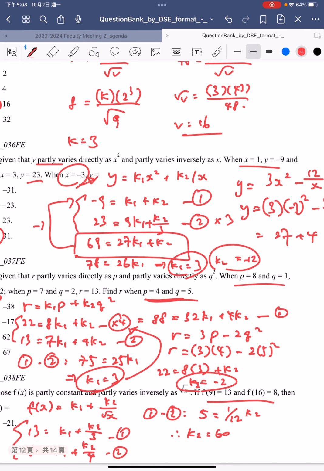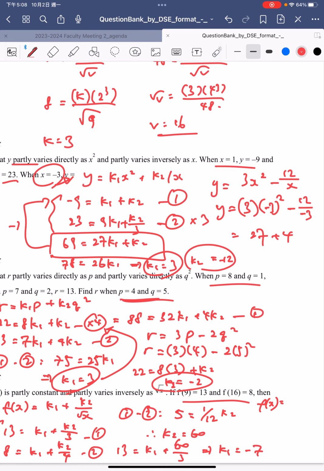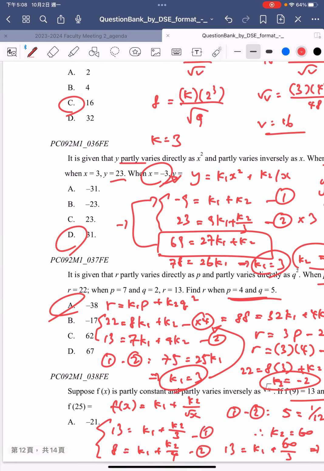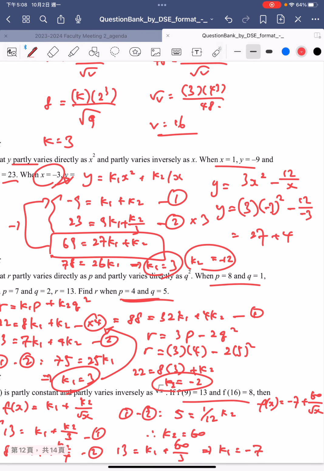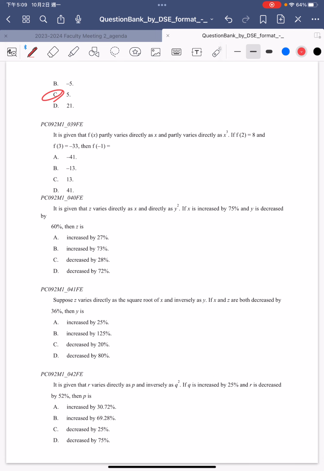Then we substitute back into k1. We have 13 equals k1 plus 60 over 3, so k1 is equal to negative 7. So basically f of x is equal to negative 7 plus 60 over square root x. Then what we want is to substitute x equals 25. So f of 25 is equal to negative 7 plus 60 over 5. So negative 7 plus 12, the answer would be 5. So it's answer C.